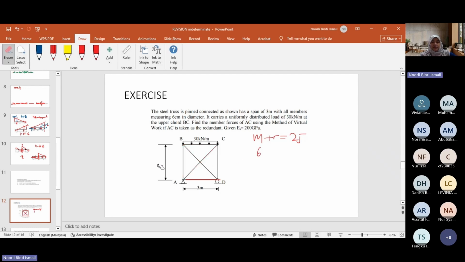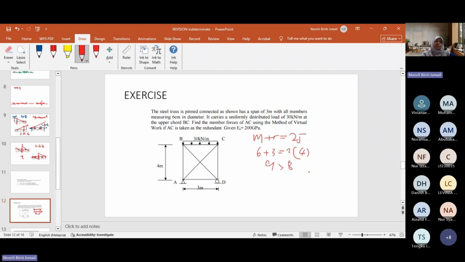And then reactions. This one is the symbol for pin, this one is the symbol for roller. So the total is 3. And then the joints are from member to member, the connection. So this one is 4 joints. Okay, 4. So you will have 9 more than 8.